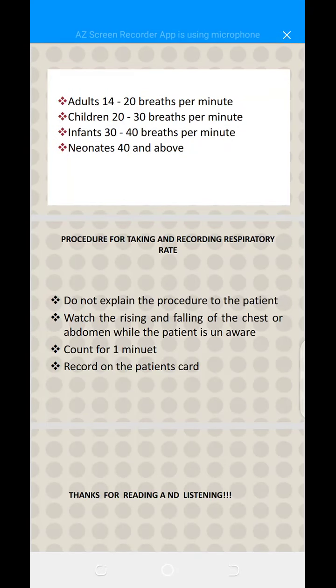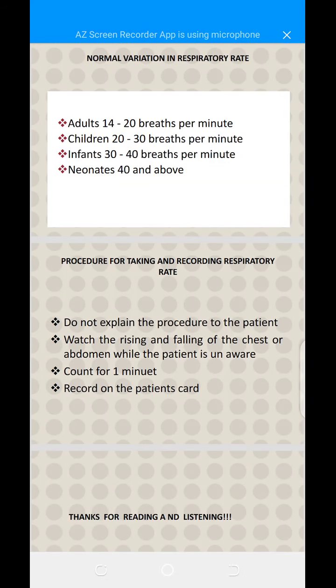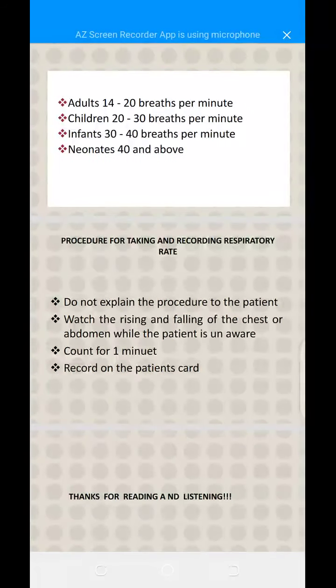Then children are expected to respirate between 20 up to 30 breaths per minute, while infants can respirate between 30 to 40 breaths per minute. But for neonates, they can respirate 40 cycles per minute and above. So you see, respiratory rate is decreasing with age, as we have said for pulse rate. It is also reducing with age and increasing when the person is in childhood.